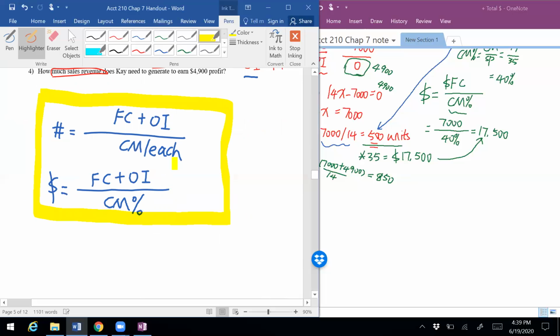Why? Because when you have the break-even point, your operating income is 0. That's why we just need to use fixed cost divided by contribution margin, or fixed cost divided by contribution margin percentage, because you're adding 0. So if you memorize this formula, if it's the break-even point, you add 0. If it's not the break-even point, you add whatever your desired operating income is.